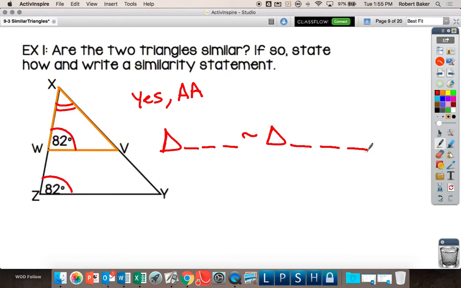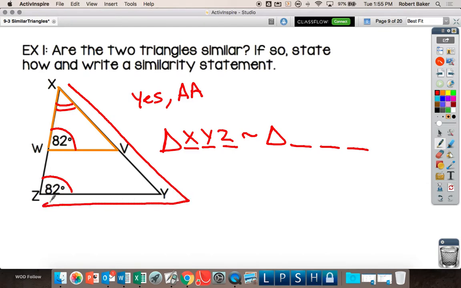XYZ is the black triangle. X, Y, Z. When you name the black triangle, you went from 2 marks to a blank to 1 mark. So you must follow the same order when naming the orange triangle. XVW. 2 marks, blank, 1 mark. They are listed in the same order.